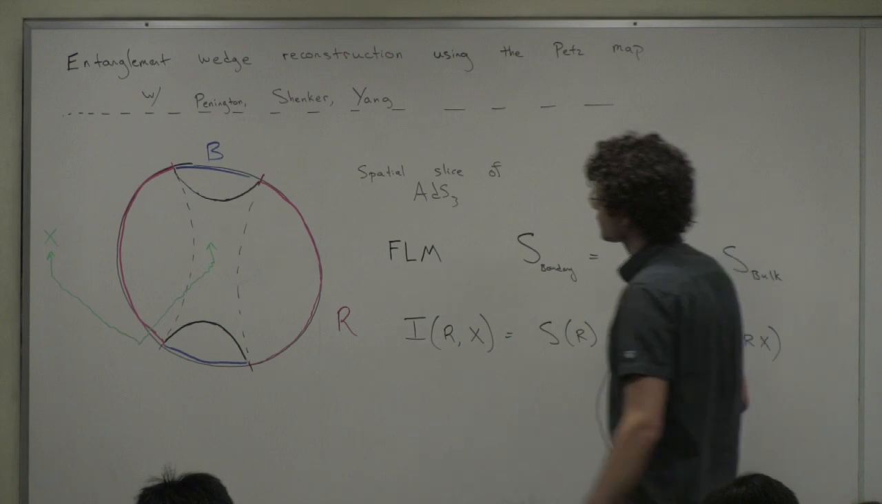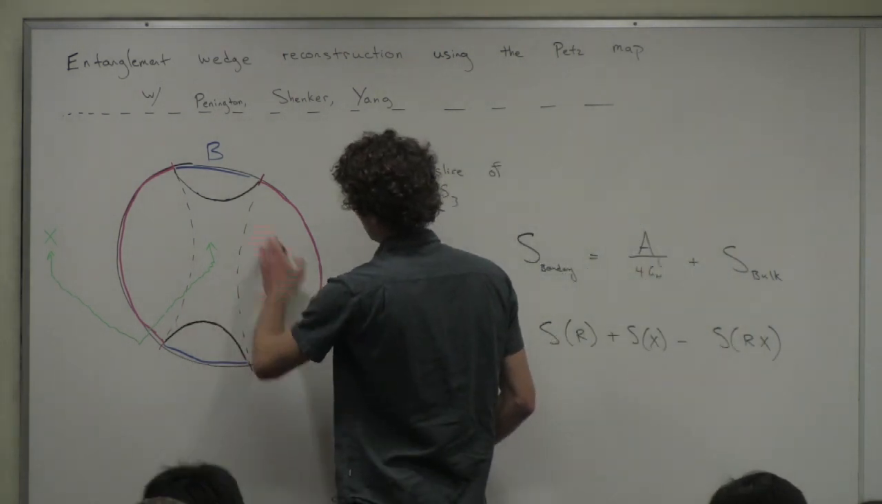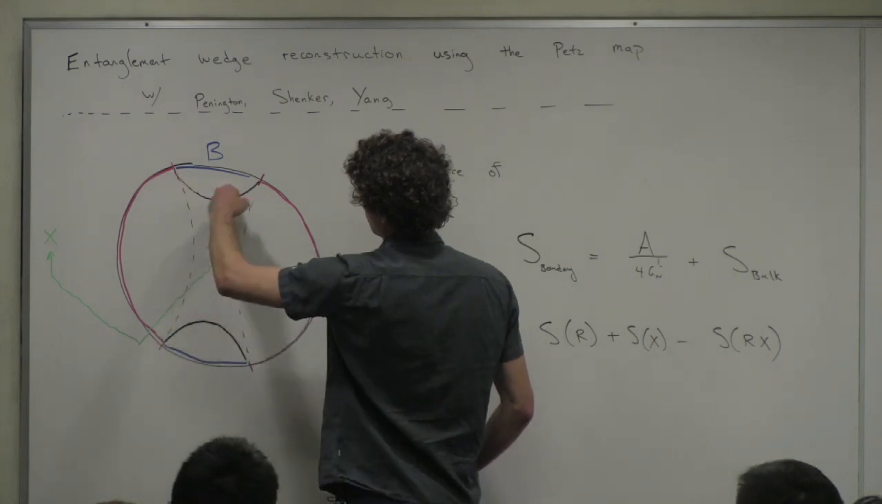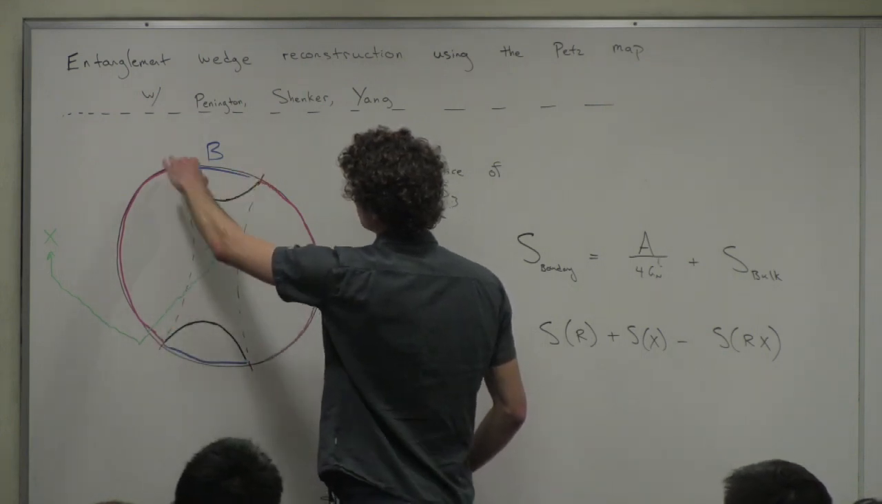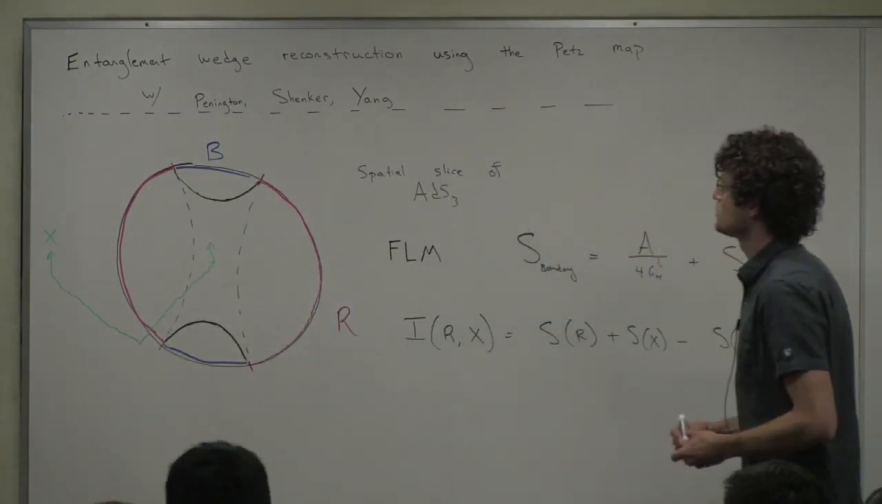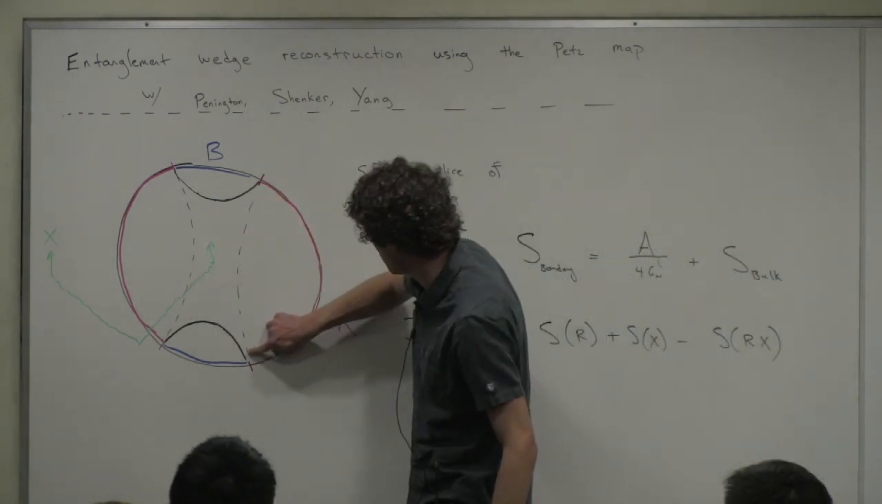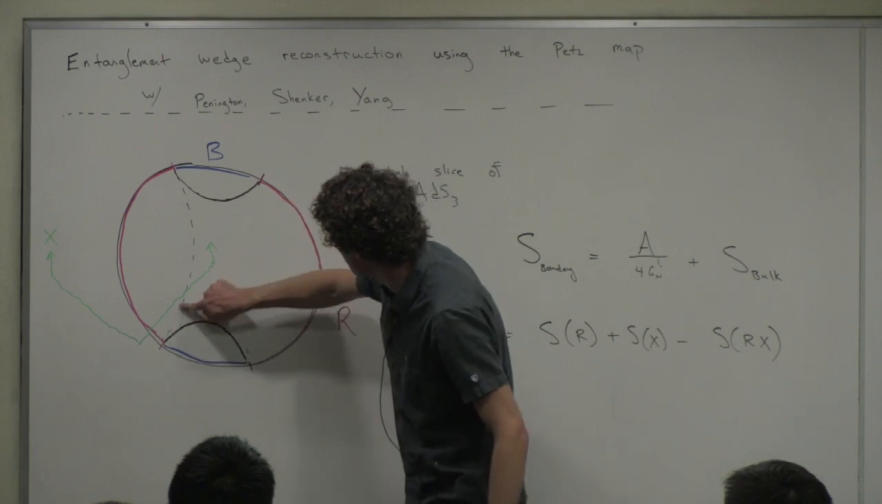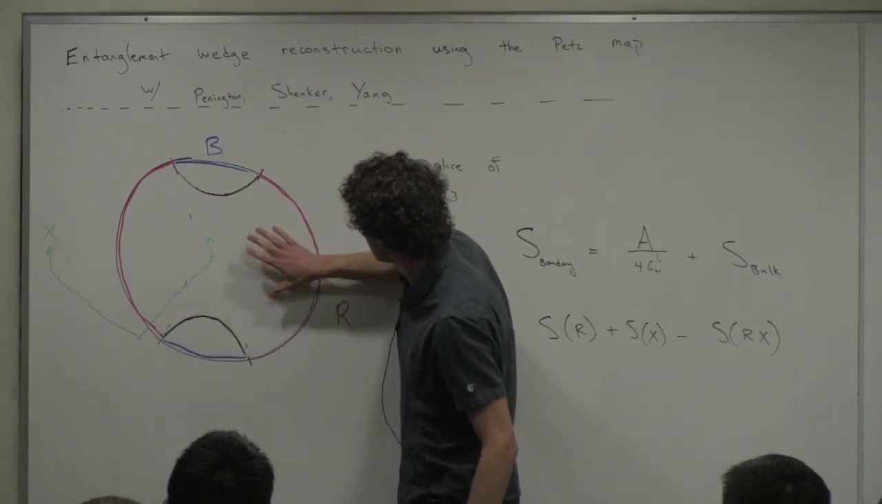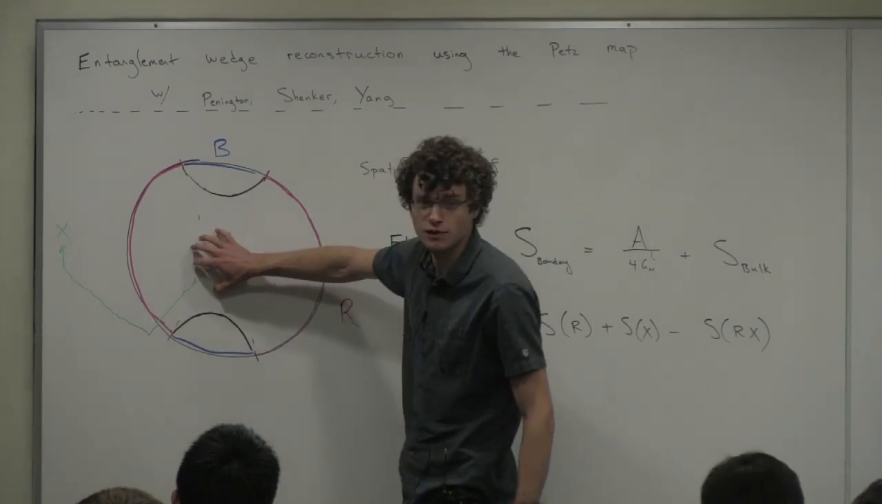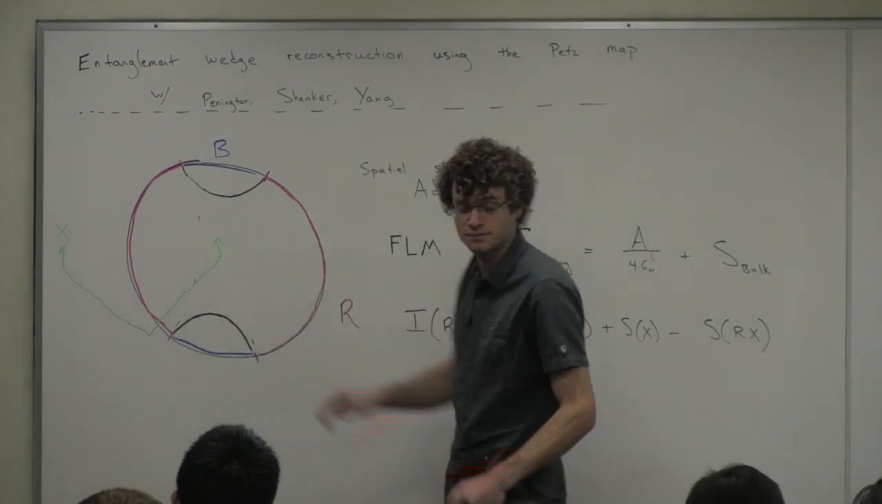So S of R has a contribution from the red region here. S of R has a contribution from these two surfaces, the RT surfaces. And it also has a contribution, which is the bulk entropy inside this region, everywhere inside this region. I'll delete these lines now in case it's causing confusion. So the bulk region that we're describing is everything here. And in particular, it has a contribution from this spin here in the center of the space.